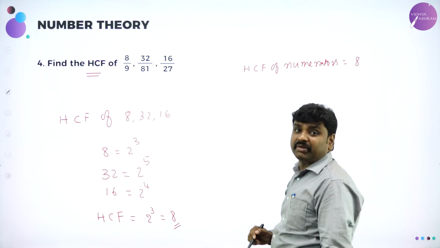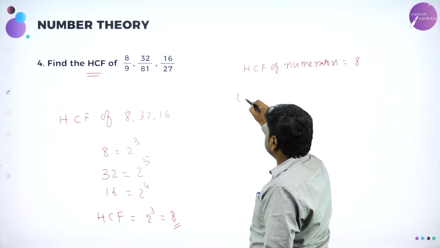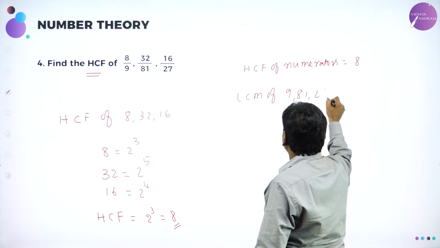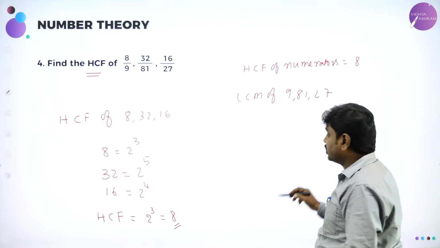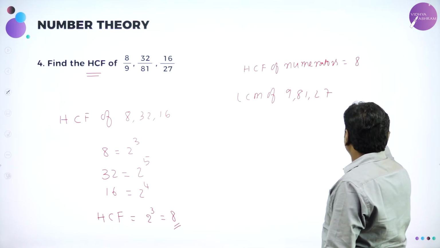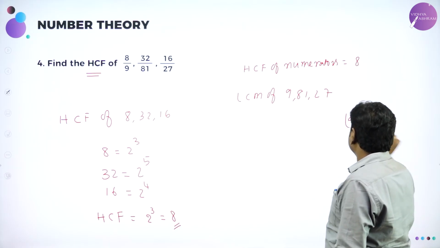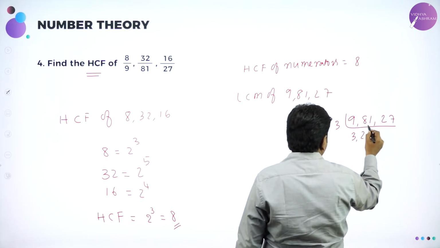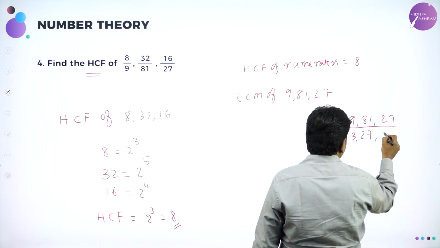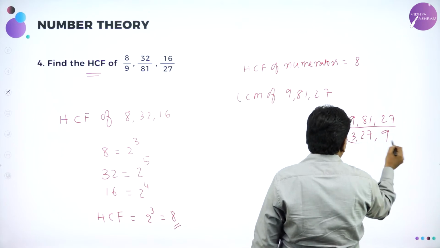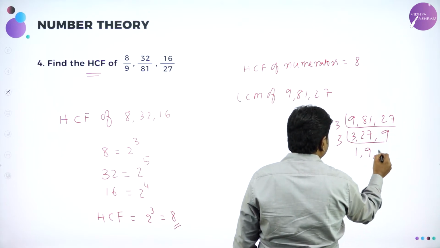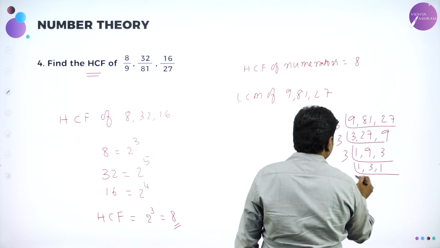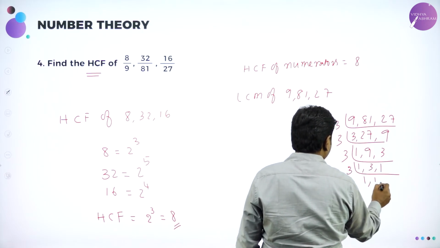Now find the LCM of the denominators. LCM of the denominators 9, 81, 27. All of you know how to find LCM. So take 9, 81 and 27. All are divisible by the prime number 3. 3 3s are 9, 3 27s are 81, 3 9s are 27. Again further, 3 1s are 3, 3 9s are 27, 3 3s are 9. Further 3 1s are 3, 3 3s are 9, 1s are 1. So again 3, 1, 1, 1.